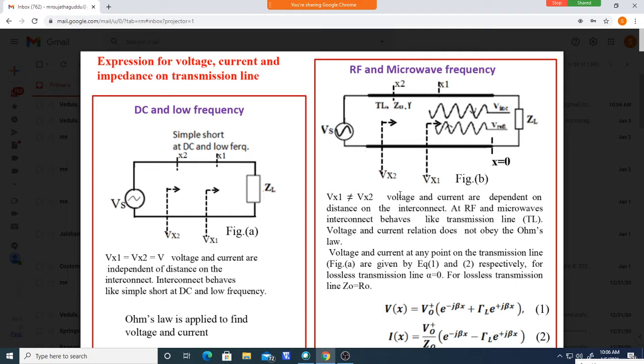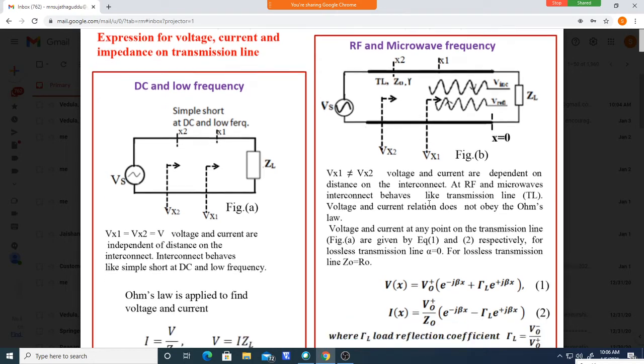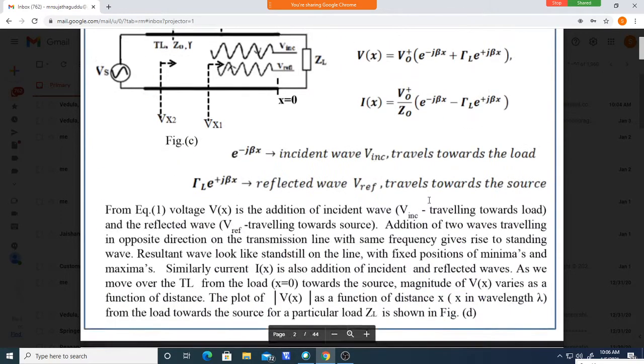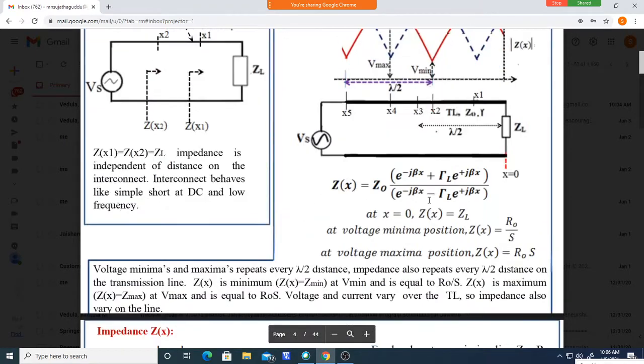If you want to solve those transmission line problems, or find the parameters of a transmission line, you can do it easily using a Smith chart instead of mathematical equations, because mathematical equations are a little bit complex to do the calculations manually. So we can use the Smith chart to find the various parameters of a transmission line.